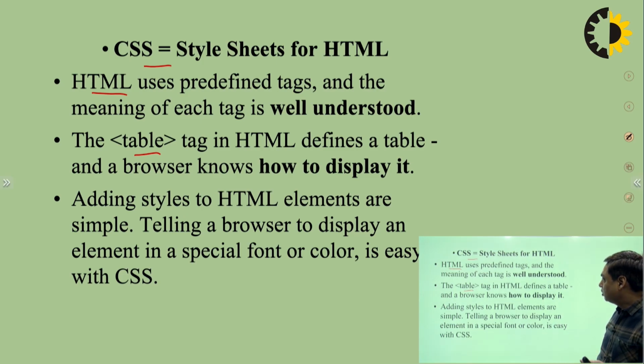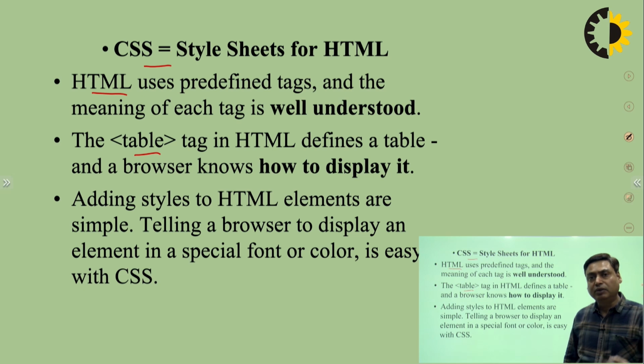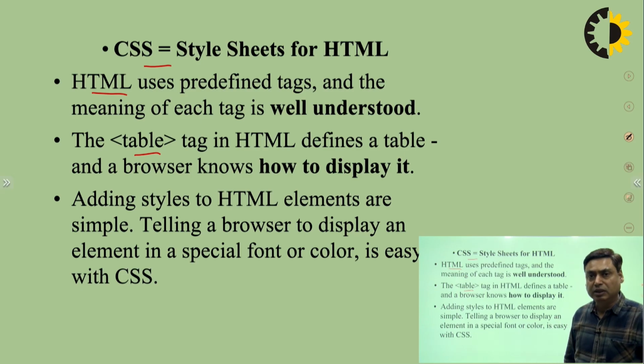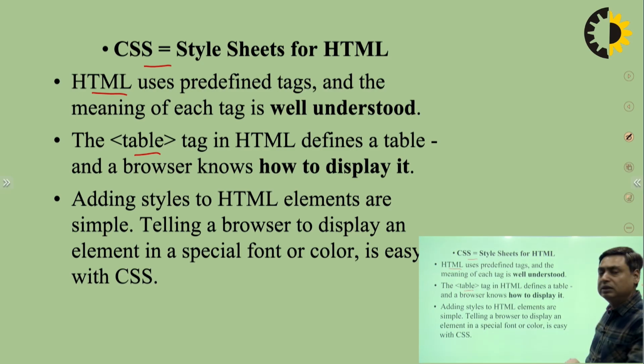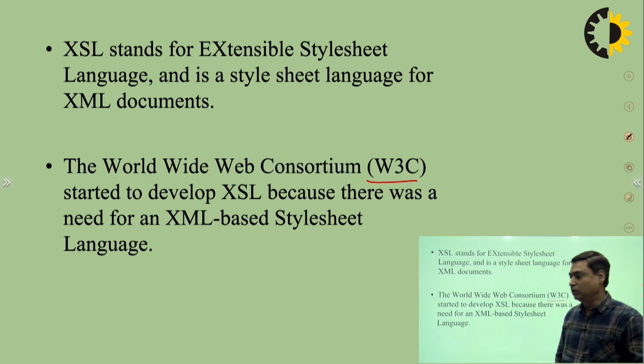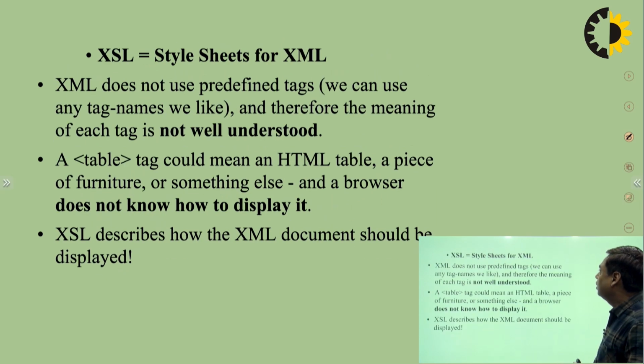But in case of XML, we can define our own tags. The tags are not predefined, so we need a separate language to present the content of the XML to the audience. So here we can see CSS is basically for the HTML, and XSL is basically for the XML documents.